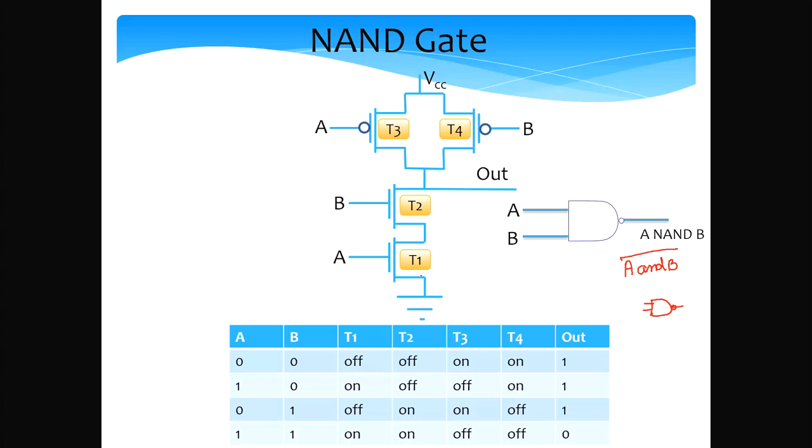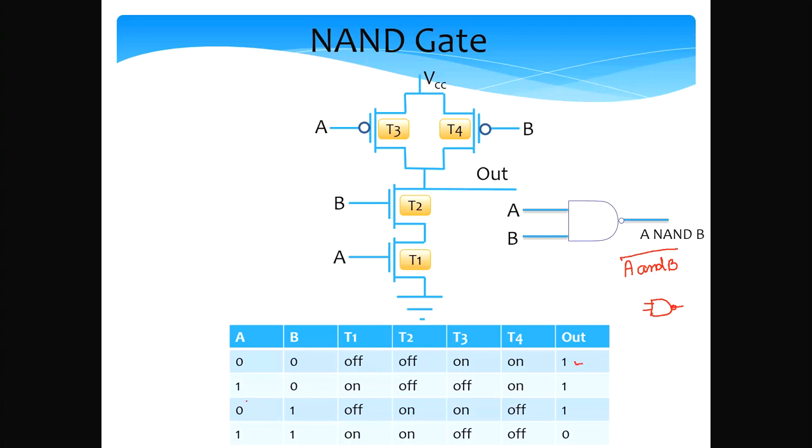So let's take a look at all combinations of A and B and how this circuit works. If A is 0 and B is 0, both T1 and T2 are off, but T3 and T4, both of them, are on. So the voltage at the output terminal will be the same as that at VCC. As you see, the output voltage is 1.